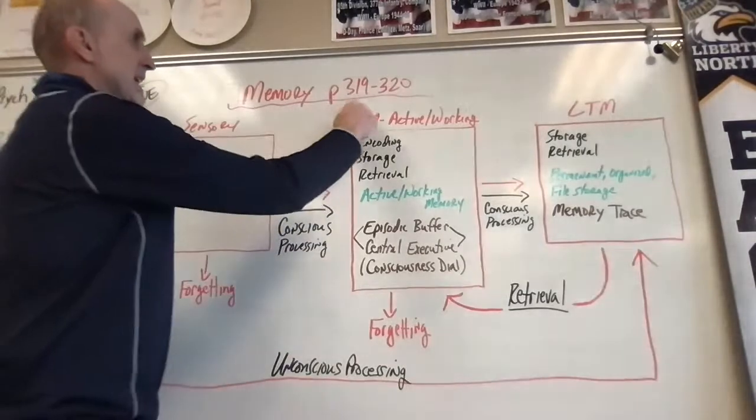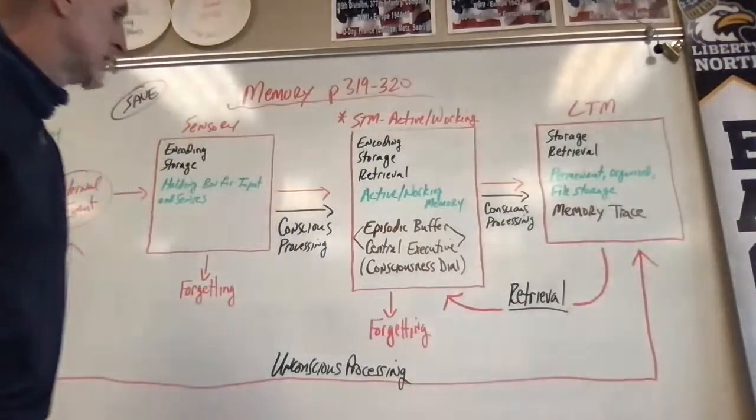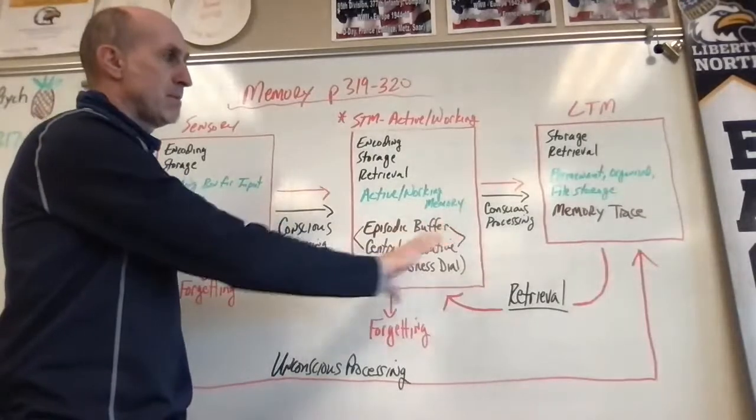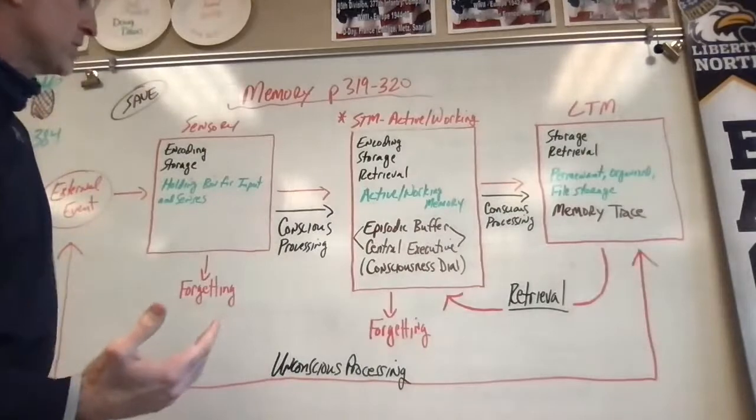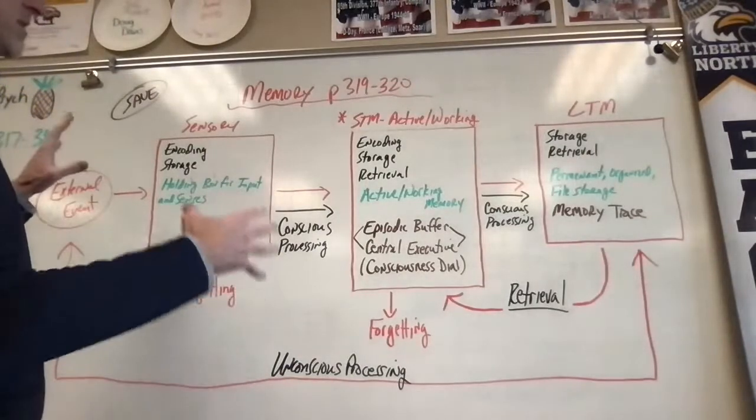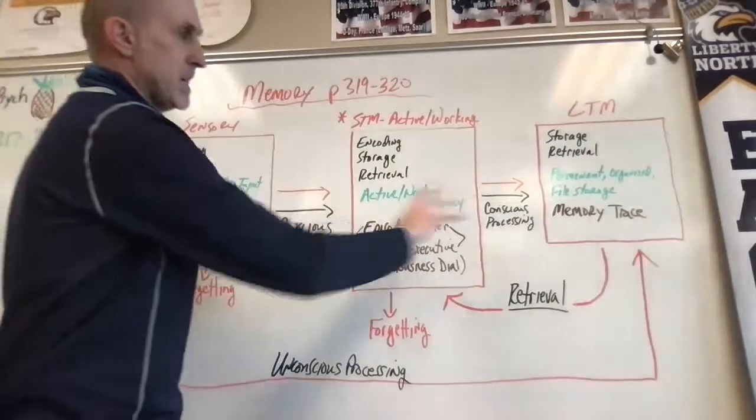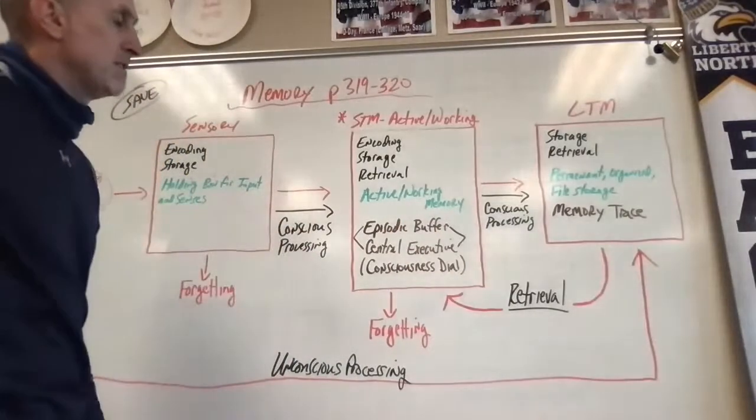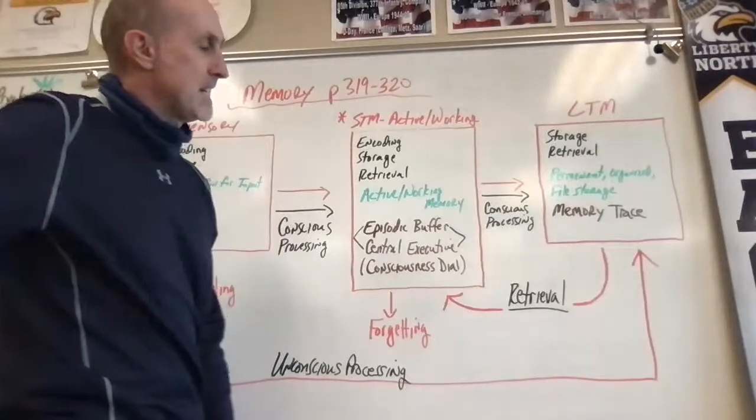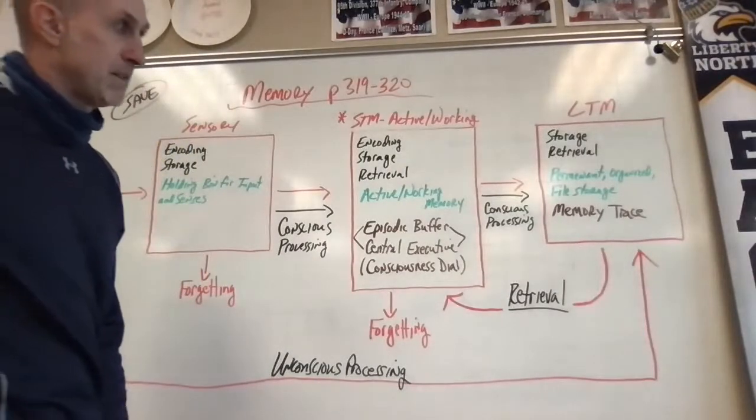We're on pages 319 to 320 in your book, and they have a very similar diagram. This is called the three-stage model of memory, which is what research and science has taught us. It's a great visual representation of how our memory actually works. I think it was first drafted in 1955, revised in 1998, and then again in 2011.